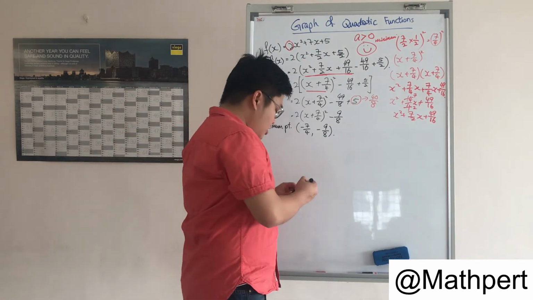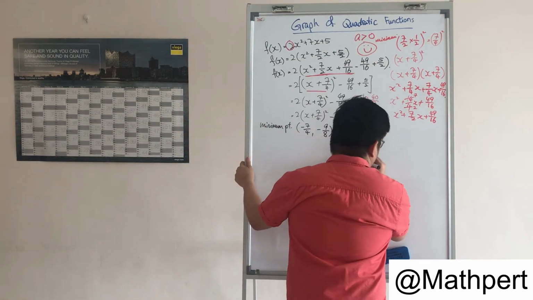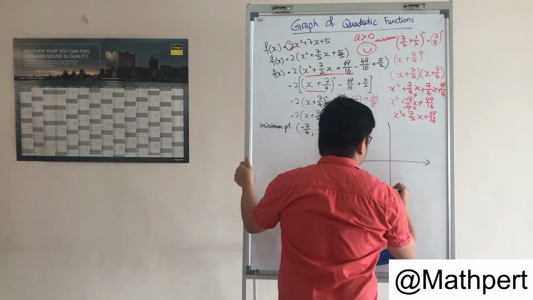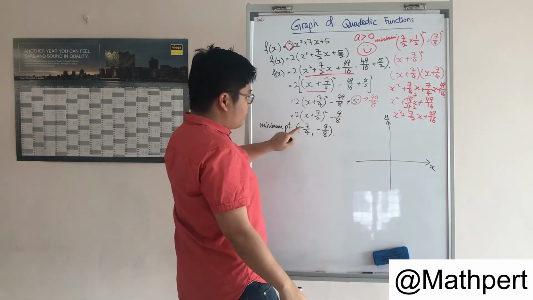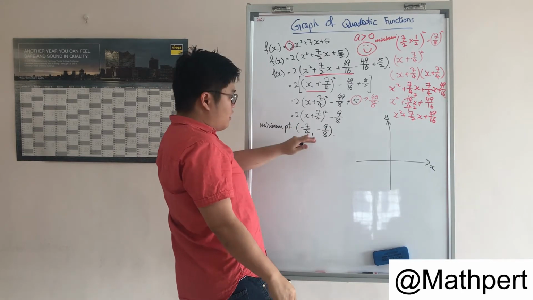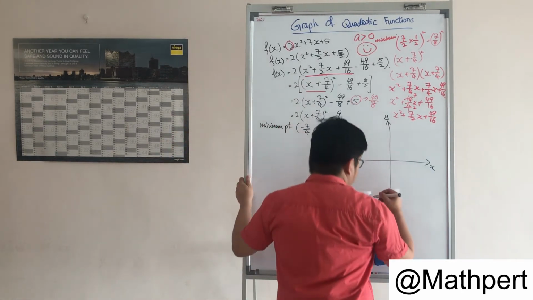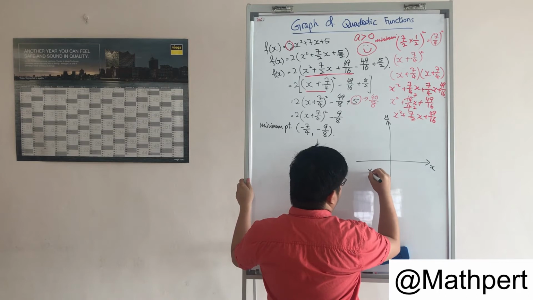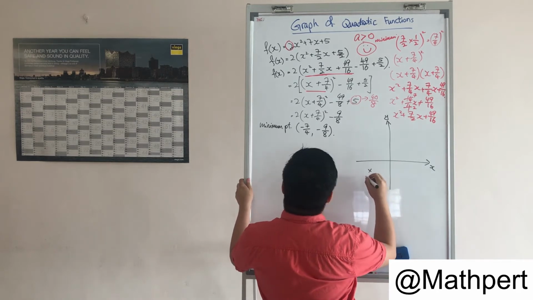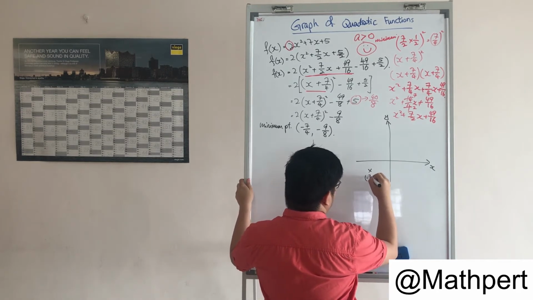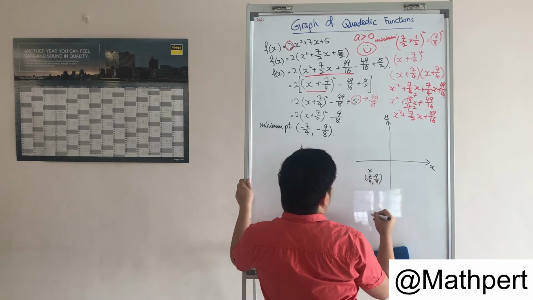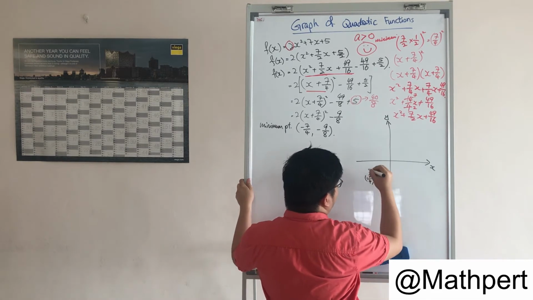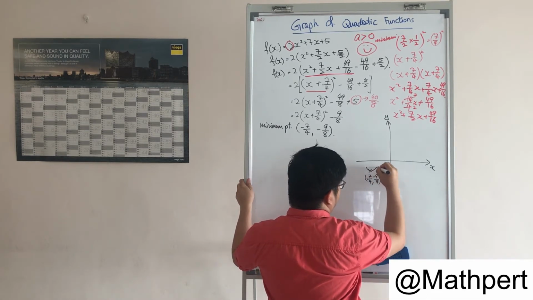So let's sketch this out first. y-axis, x-axis. Negative 7 over 4 and negative 9 over 8 is somewhere around here. So we say this is negative 7 over 4, negative 9 over 8. And this is a minimum graph, so it will be here.